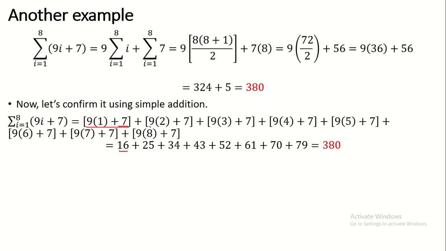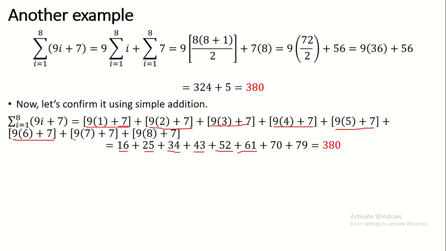Next, 9 times 2 is 18 plus 7 is 25. 9 times 3 is 27 plus 7 is 34. 9 times 4 is 36 plus 7 is 43. 9 times 5 is 45 plus 7 is 52. 9 times 6 is 54 plus 7 is 61.